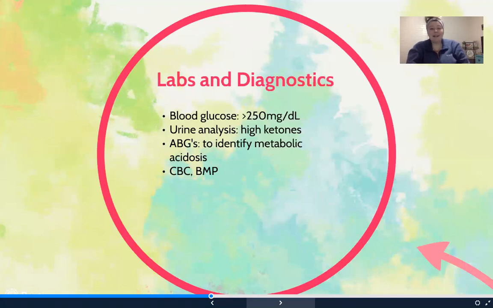CBC, BNP, classic labs to see what their white blood cell count is. That can increase, infection can increase their blood sugar to go up, as well as a fluid and electrolyte issue. Most times these patients are hypokalemic. If you think about it, they have polydipsia, so they're drinking a lot, polyuria, they're peeing a lot, they'll have vomiting, so it throws everything off.